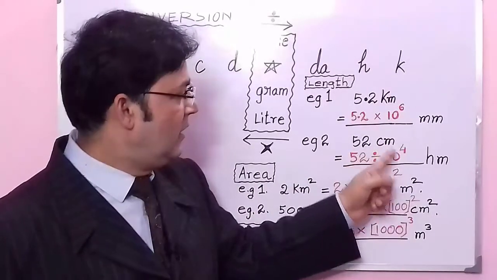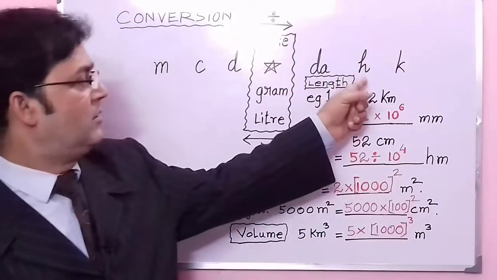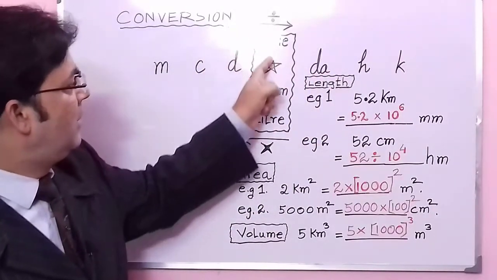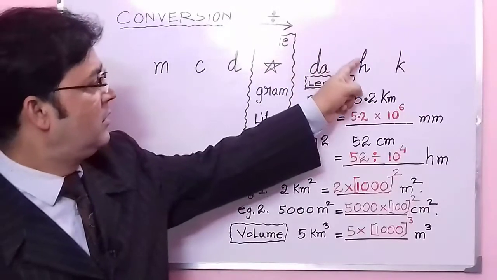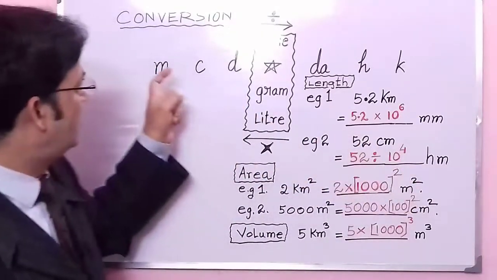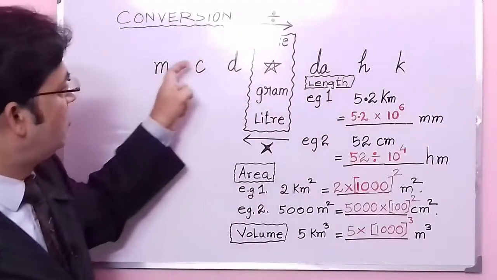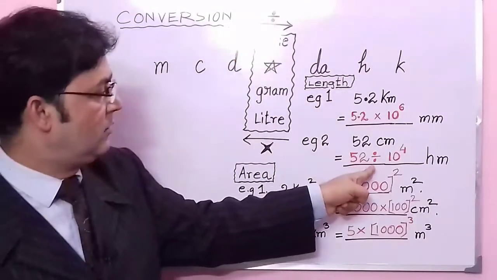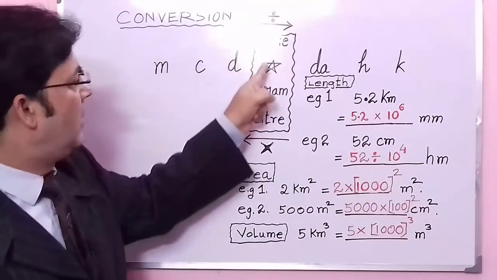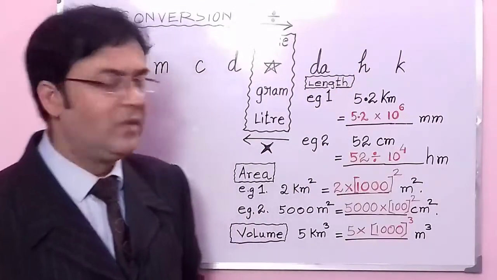52 centimeter. Let's convert to hectometer. Here is centimeter, here is hectometer. Again we are going towards the right. 1, 10, 100, 1000, 10,000. So, no, centimeter to hectometer, sorry, we are going in this direction, so we are not multiplying. If you go in this direction, smaller to bigger units, we divide. So we divide by 10 to the power of 4 or 10,000. 52 divided by 10,000.